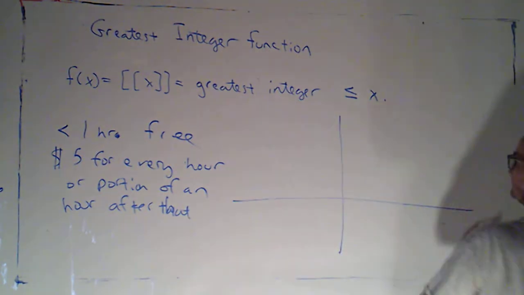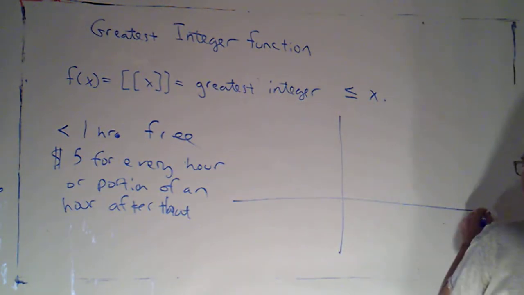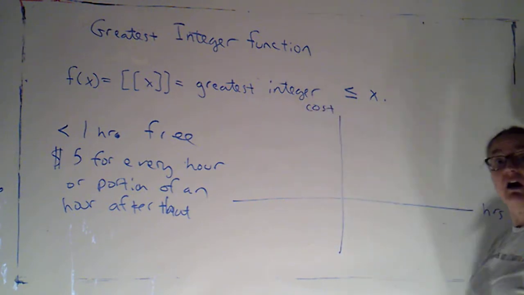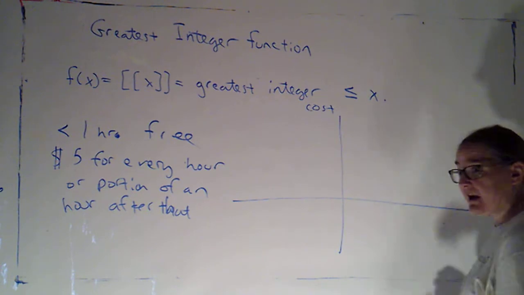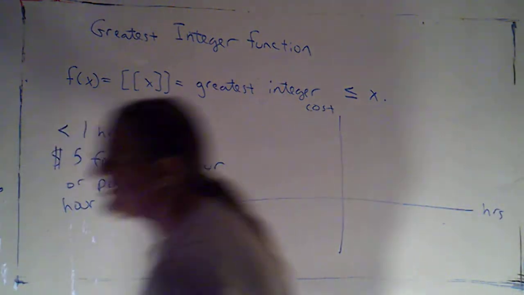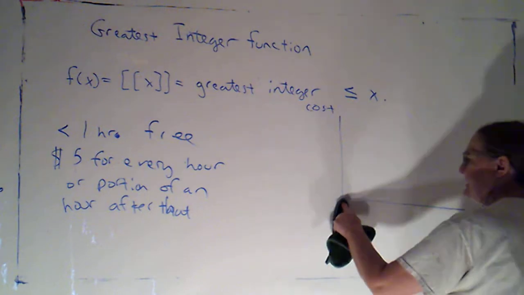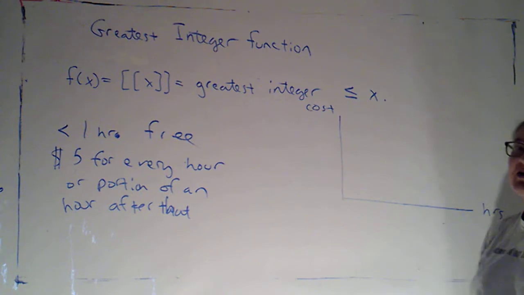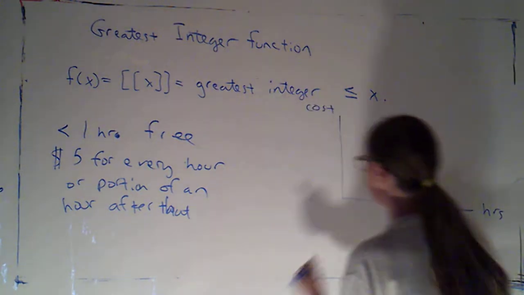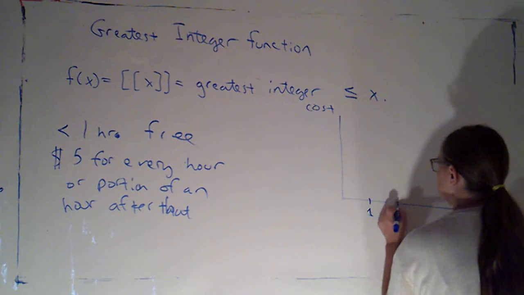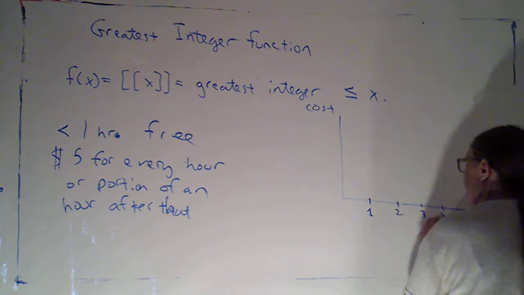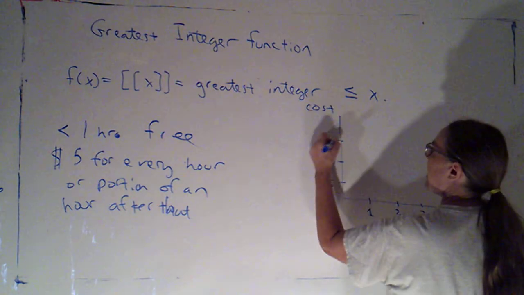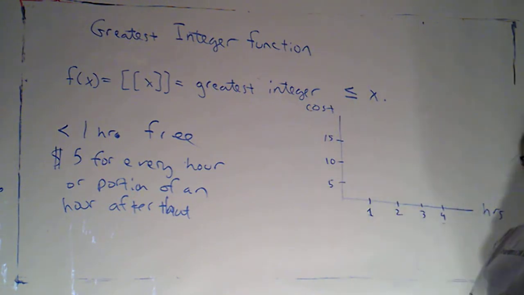So, let's see. I'll put hours on this axis and the cost to park on the vertical axis. Now, there's no such thing as negative time, and I'm not going to be paying a negative amount of money. So this is something where I really only need the first quadrant in my graph. Here's 1 hour, and 2 hours, and 3 hours, and 4 hours, and on the vertical axis, I'm just going to mark things off in multiples of 5: 5, 10, 15, etc.